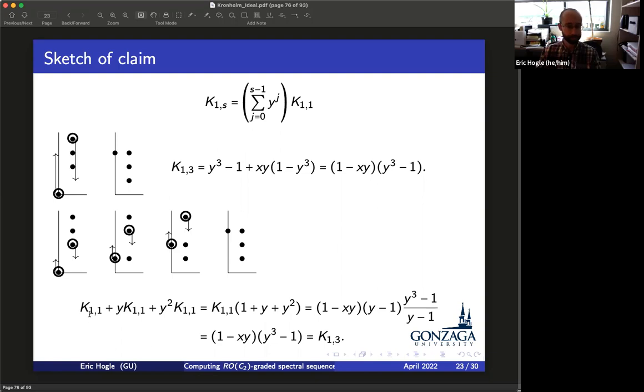And this is a sum of a K11 shifted up by 1, and a K11 shifted up by 2. So multiplying by y squared. Okay, and the algebra works out nicely that yes, indeed, this is the same thing as K13. And this is going to work in general. So K1s is going to be K11 times this polynomial of y's shifting up.